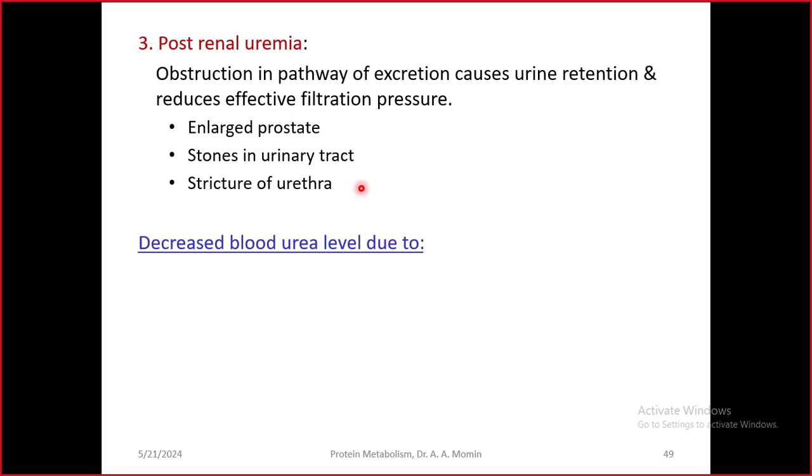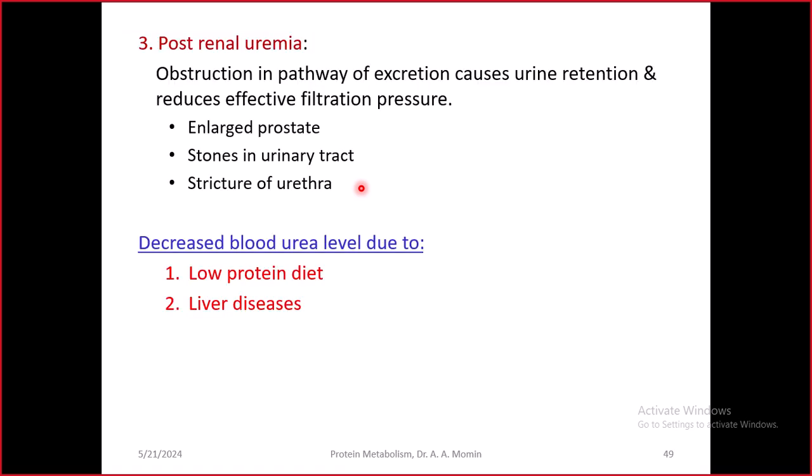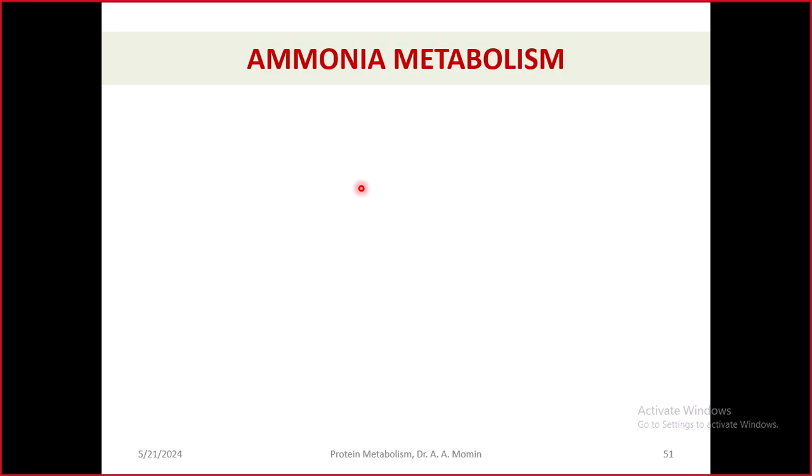So one thing we have seen is uremia, increased blood urea level. Now decreased blood urea level, below 15, is due to a low protein diet. If you take a low protein diet, a low amount of protein is converted to a low amount of urea. Also in liver diseases, because urea is formed only in the liver, and if liver cells are damaged, the conversion of ammonia to urea is affected. So in liver diseases also a decreased amount of urea is seen, and apart from these two, a decreased level of urea is clinically irrelevant.